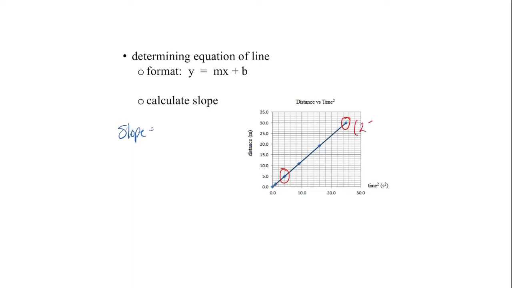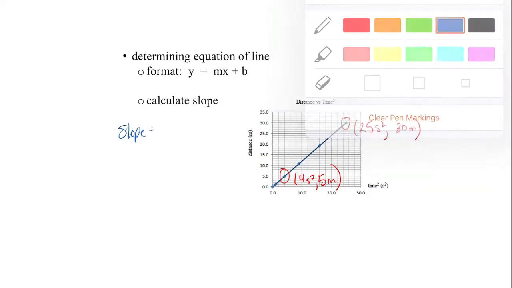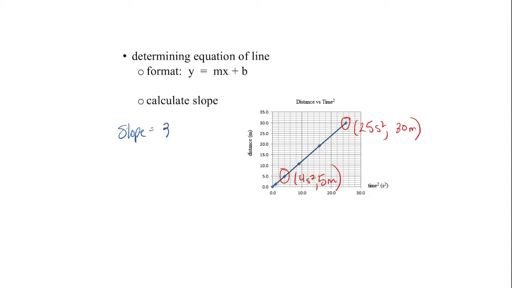So this is 25 seconds squared and 30 meters. And then this one is 4 seconds squared, and what is that? 5 meters. Those are 2 points, so change in y over change in x. 30 minus 5 is the change in our y-axis, and the change in the x-axis is 25 minus 4. And what do we get for a slope when we do that?